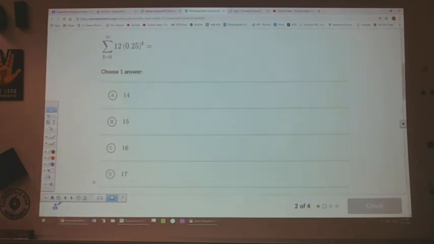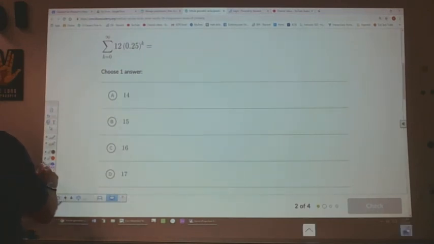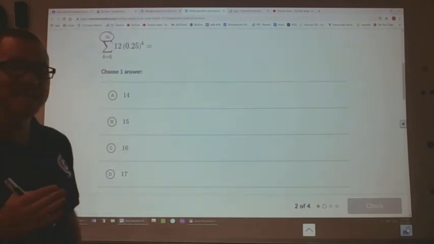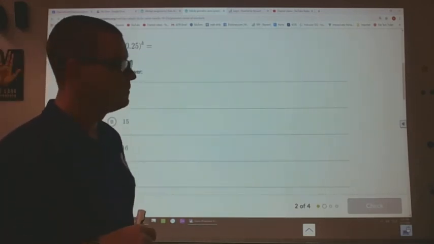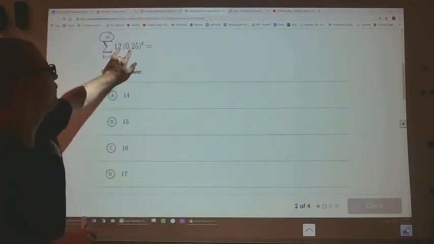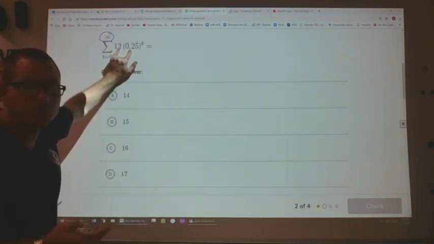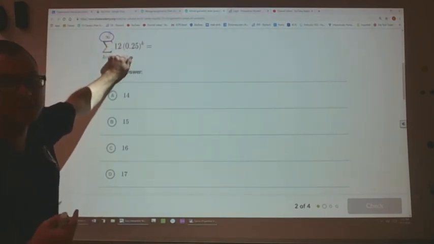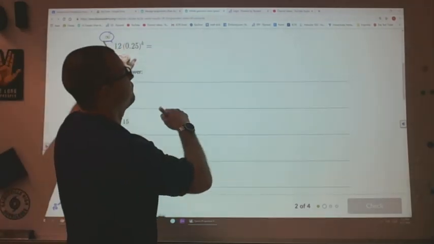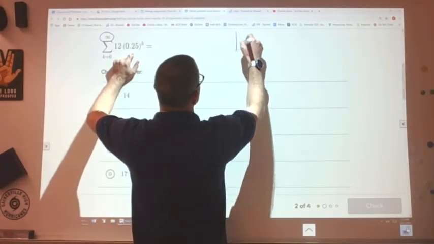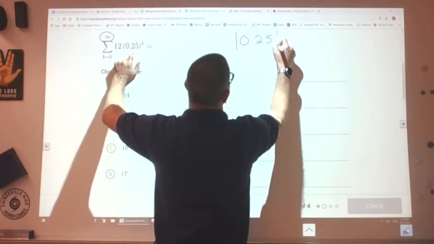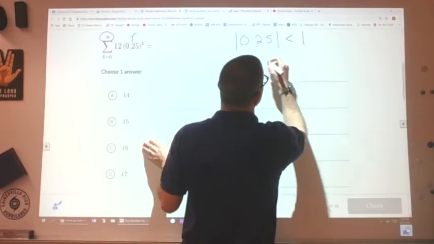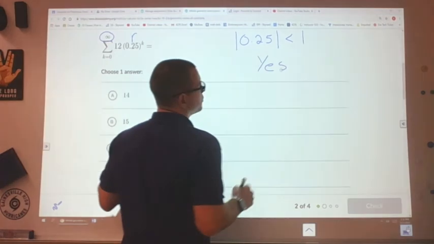This one will. Now, notice, the infinity up here is what tells me that this is an infinite series. The sequence formula is exponential, which means it's an infinite geometric series. So those are the things I'm looking for to tell me. Is the absolute value of 0.25, that's my ratio, that's my exponential base, less than 1? It is. So now I'm going to use the formula.